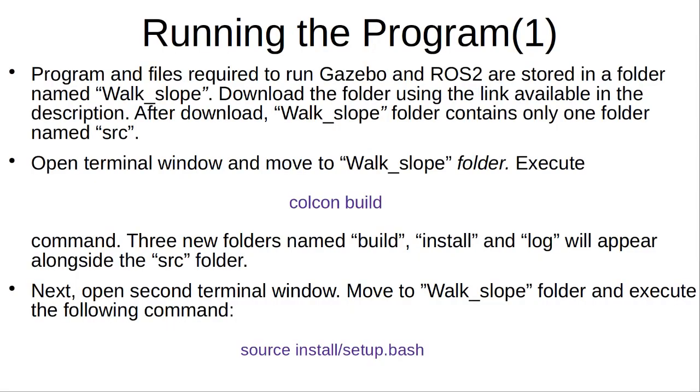Running the program. Program and files required to run Gazebo and ROS2 are stored in a folder named Walk Slope. Download the folder using the link available in the description. After download, Walk Slope folder contains only one folder named SRC. Open terminal window and move to Walk Slope folder. Execute build command. 3 new folders named build, install and log will appear alongside the SRC folder.